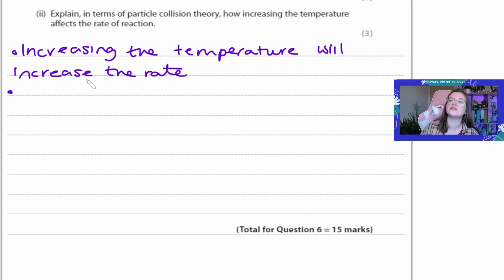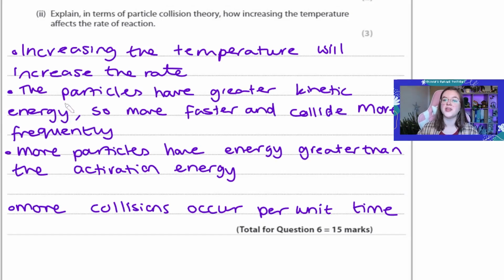So if the particles are moving faster, they're going to have more kinetic energy, meaning they're going to collide more. They're also going to have more energy, which means that more of them are going to meet the activation energy requirements. So that's the amount of energy that they need in order to have a successful collision, right? Because that's two things that have to go right in order for them to react. They have to first hit each other and have enough energy. So increasing temperature helps with both of those things. Let's put that down. There we go, that's what I would say then.